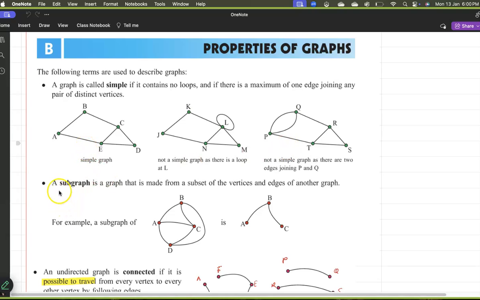A subgraph is a graph made from the subset of the vertices and edges of another graph. So, for example, this is a subgraph of this, because you can see that A, B, C.